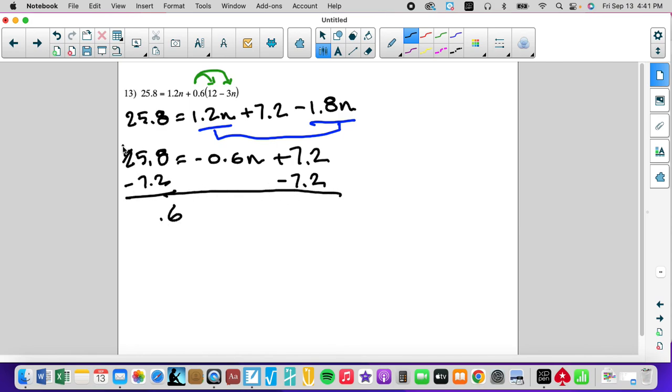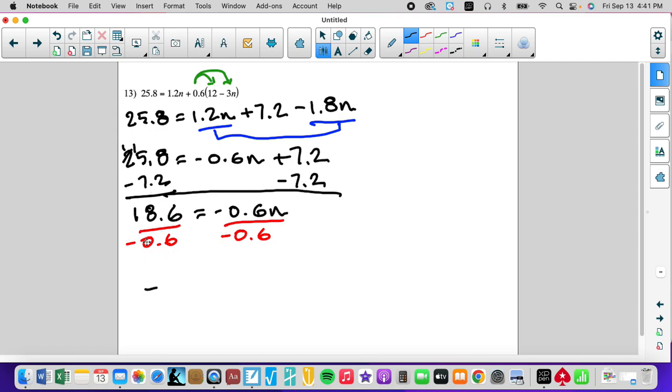I got to borrow. That's 8, bring down the 1, 18.6 equals negative 0.6n. Negative 0.6 is multiplying n, so I'm going to divide by negative 0.6. I know my answer is going to be negative. Any positive divided by a negative is going to be a negative. So I can put that sign there.